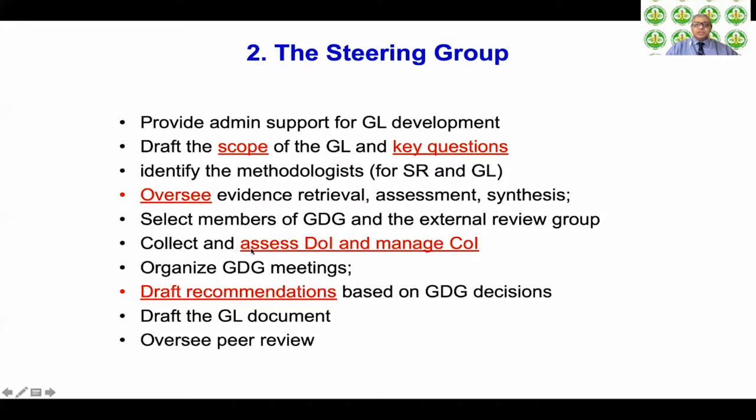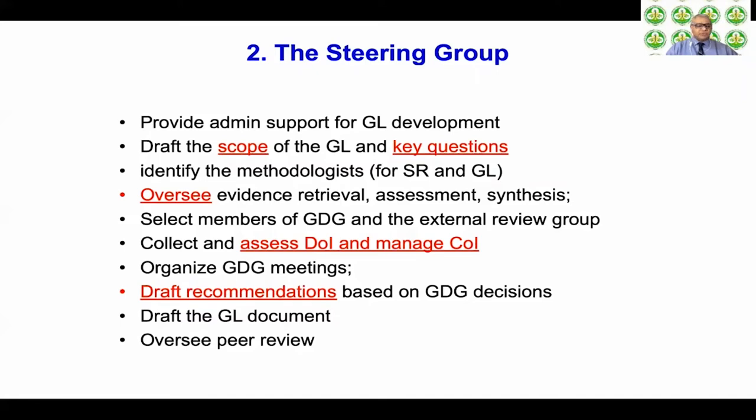Another important role of the steering group is to collect and assess declarations of interest of each member in the guideline panel, and also to manage conflicts if there are any, and we'll touch upon these subsequently. Guideline development group meetings are organized by them, draft recommendations are done by this group, and ultimately the draft guideline document is formulated by this group, and then ultimately it is sent out for peer review.